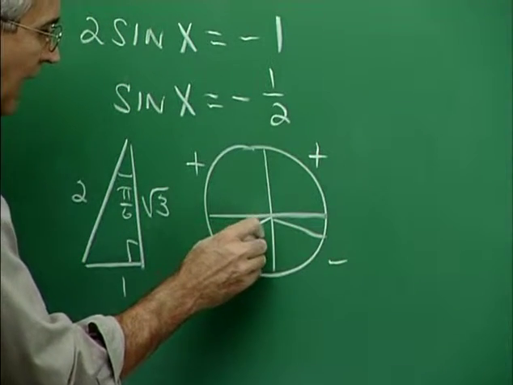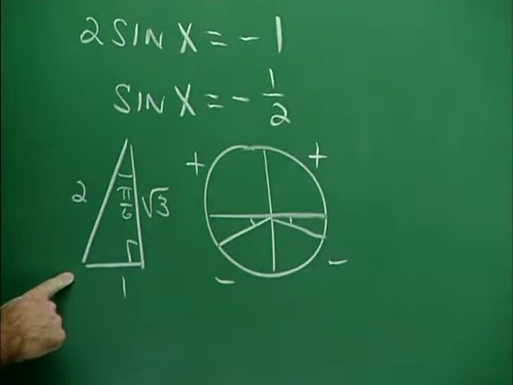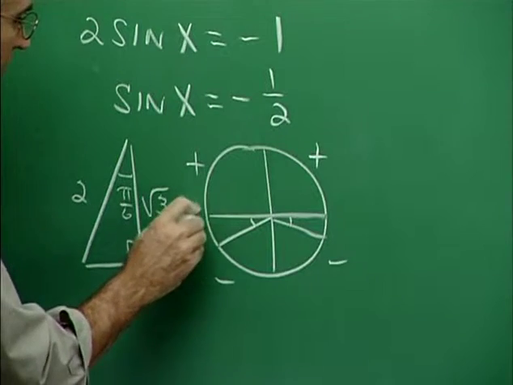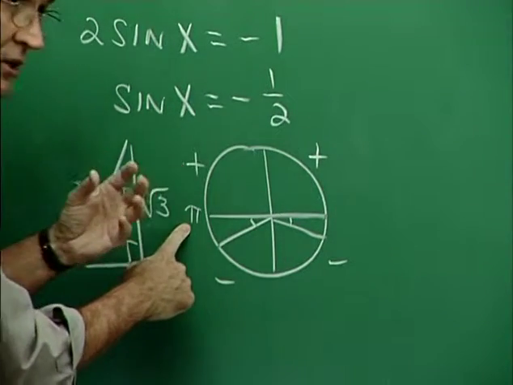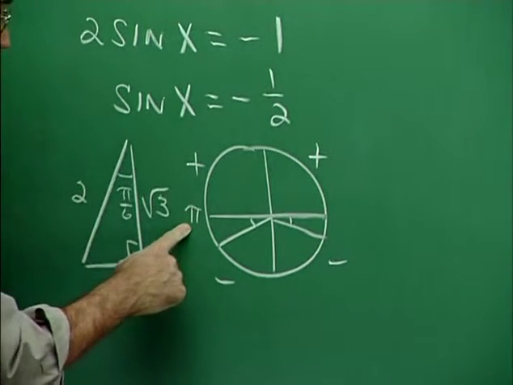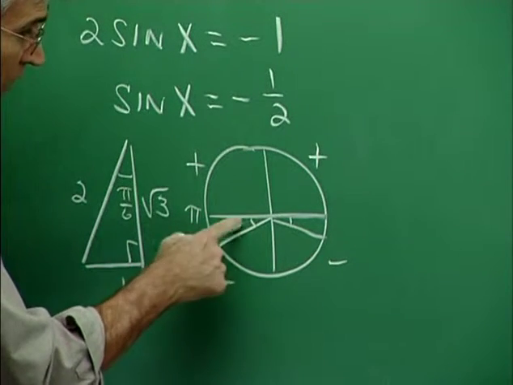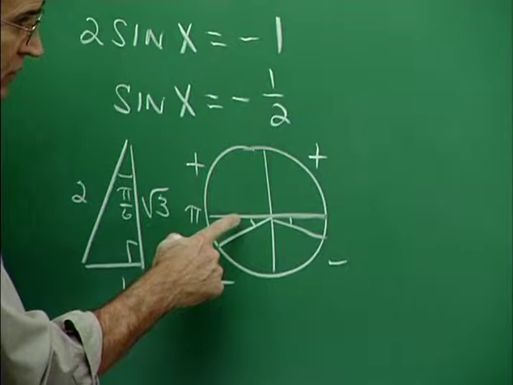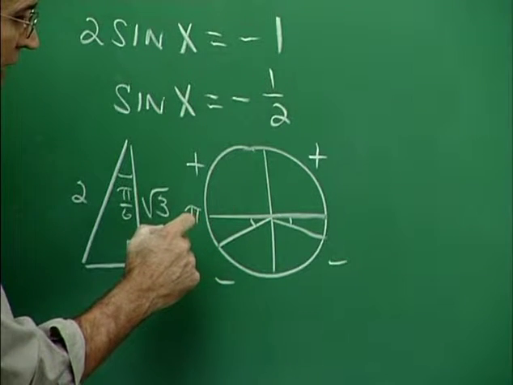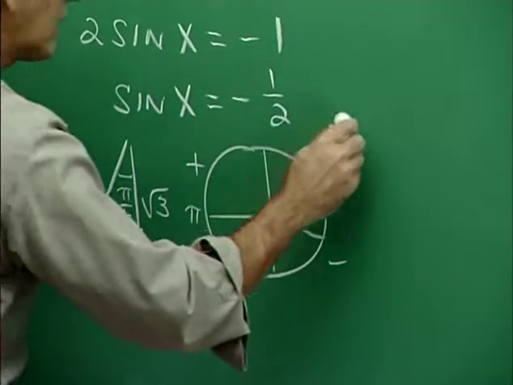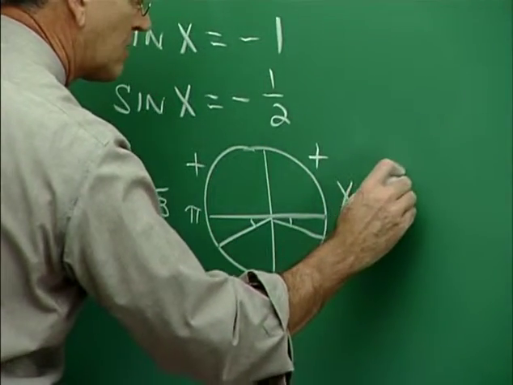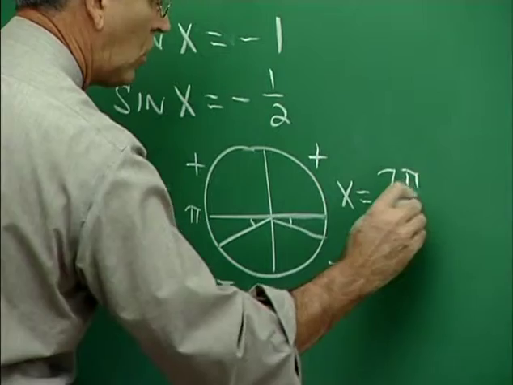Now, what are the angles associated with these two reference angles? We think about pi here. Pi in terms of sixths is 6 pi over 6. And 6 pi over 6 plus 1 more pi over 6 is 7 pi over 6. So one solution is 7 pi over 6. So x is 7 pi over 6.